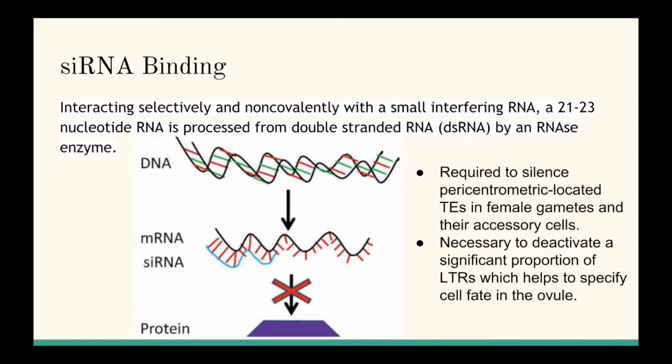siRNA, or small interference RNA, is a synthetic RNA duplex designed specifically to target a particular mRNA. A 21 to 23 nucleotide RNA is processed from a double-stranded RNA by an RNase enzyme, and this interacts with the siRNA. This is required to silence periocentric located TEs in female gametes and their accessory cells. This means that it is situated near or on both sides of the centromere of a chromosome. This siRNA binding is necessary to deactivate a large proportion of LTRs. This helps to specify the cell fate in the ovule.